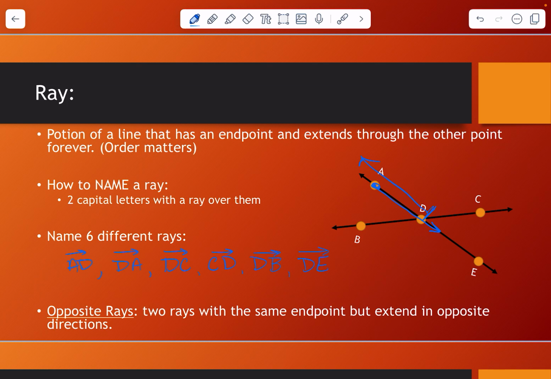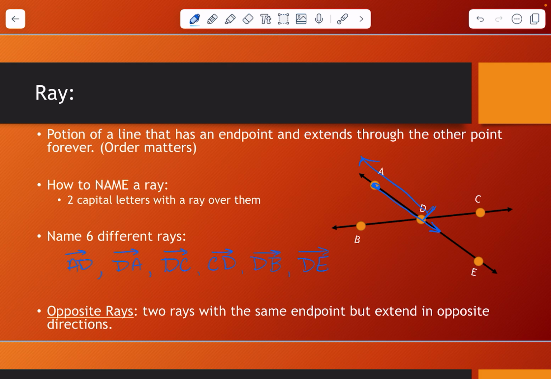There are 6 different rays in that diagram. Now, we also have these things called opposite rays. Opposite rays are simply 2 rays with the same endpoint, but extend in opposite directions. In other words, opposite rays will make a line. They have the same endpoint and they go forever in the other 2 directions.